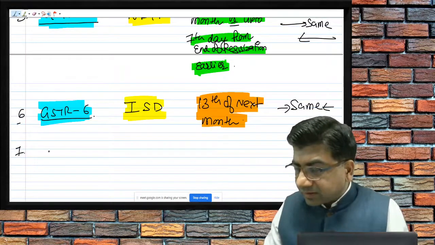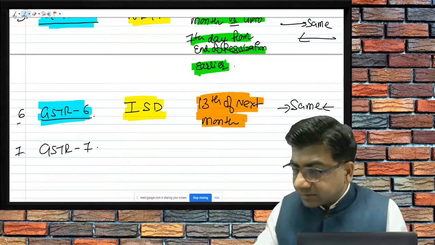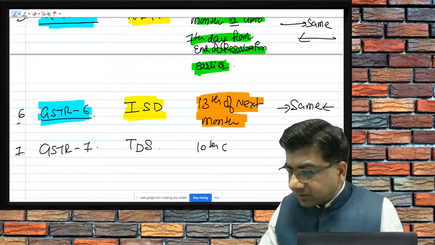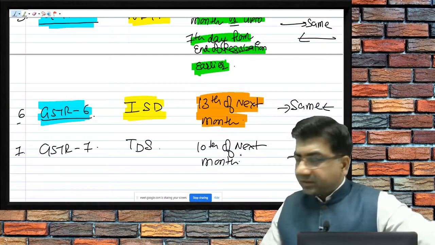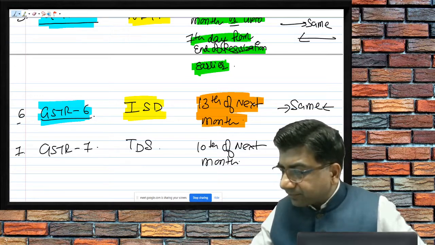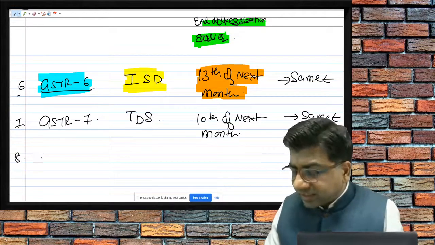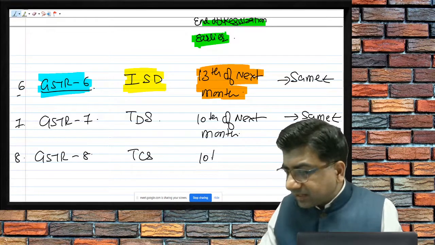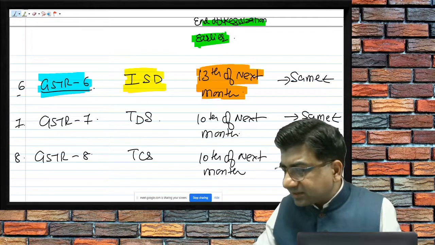GSTR 7, TDS. Yes, 10th of the next month. And again it is the same. GSTR 8, TCS, 10th of the next month. It is the same, my dear friends, it is the same.